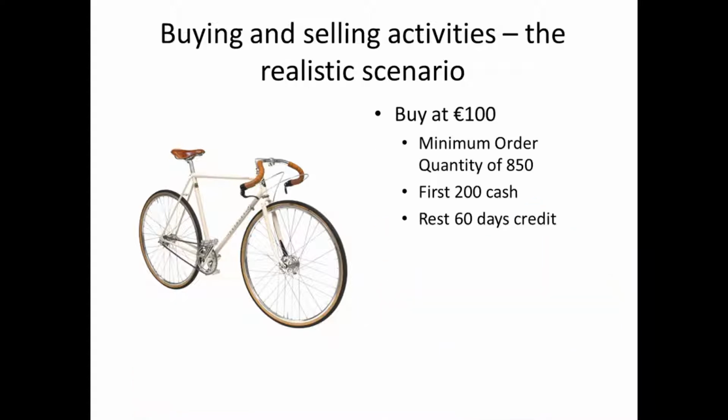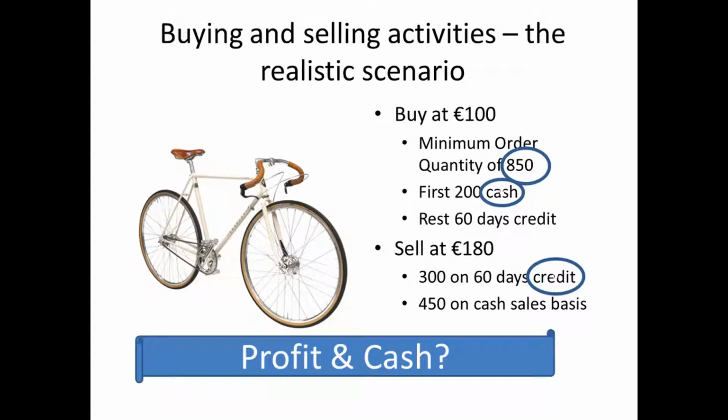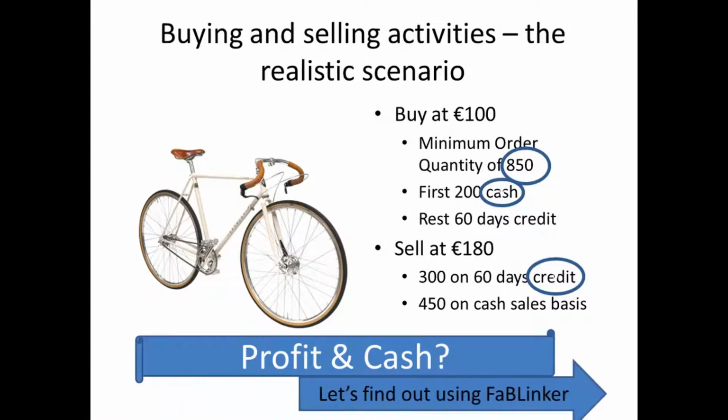In a more realistic scenario, Billy will have to maintain a stock of bikes, which means he needs to buy more bikes than he expects to sell. And he may also have to pay cash for his initial purchases before being entitled to credit terms. And on the sales side, he can expect to have to extend credit to some customers. Now, profit and cash may not be so clear-cut anymore. Let's find out using FabLinker.